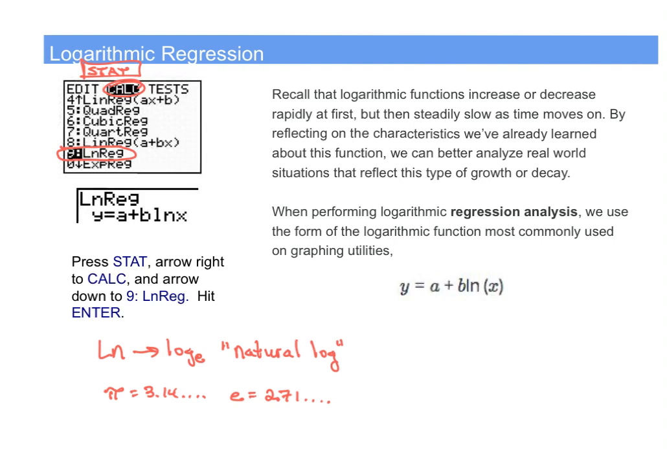So when we perform a regression analysis using natural log, we are going to be trying to identify an A value, which is the shift up or down. And we're going to be finding a coefficient in front of the natural log of x. So these are the two values that the regression is going to give you. They're going to give you an A value and a B value. And that's the equation that you need to write: y equals A plus B natural log of x.